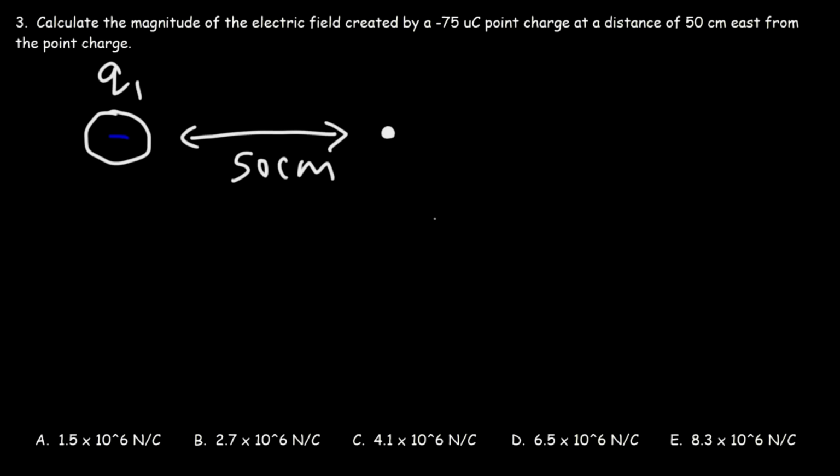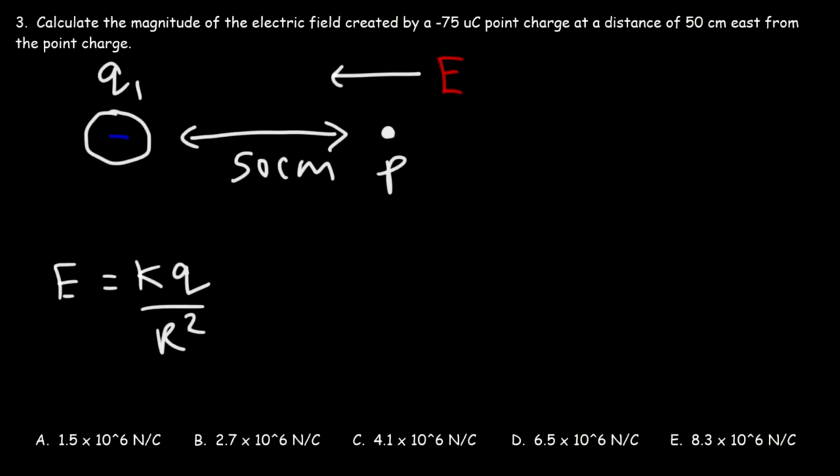So what is the direction of the electric field at point P created by Q1? The direction is going to be west. It's going to be directed towards Q1. Now, to calculate the magnitude of the electric field, it's going to be KQ over R squared.